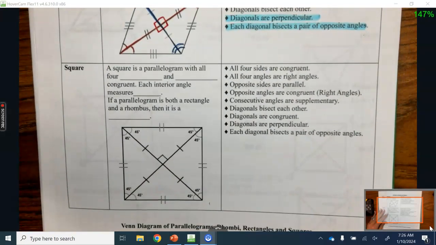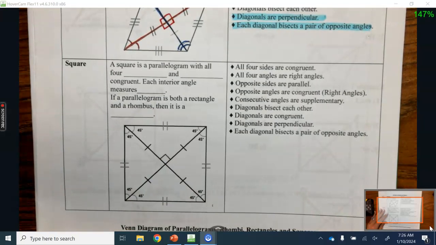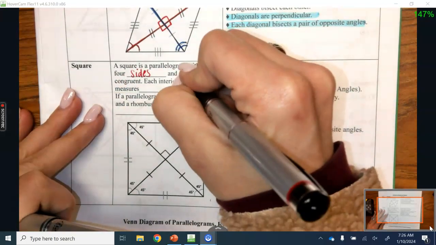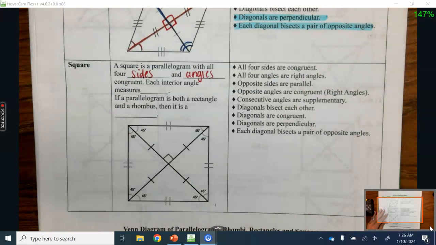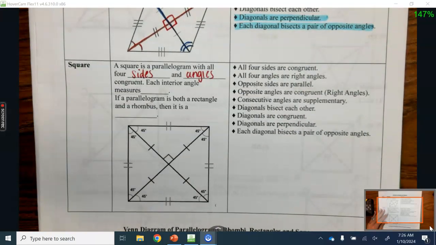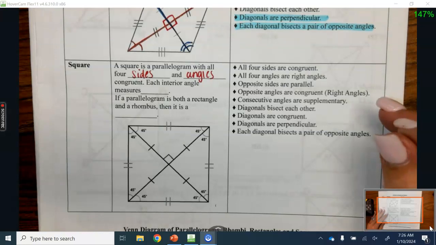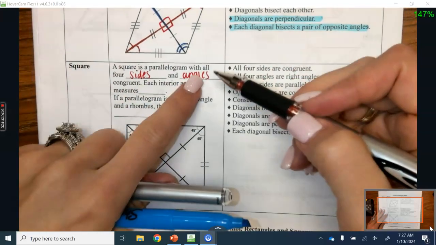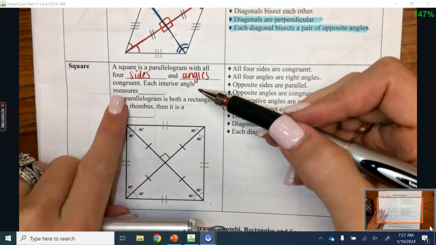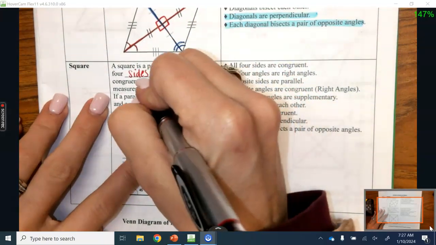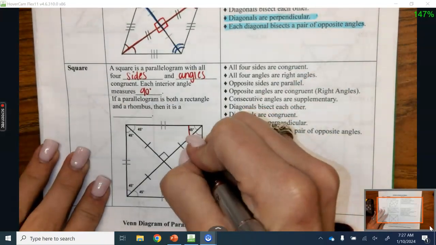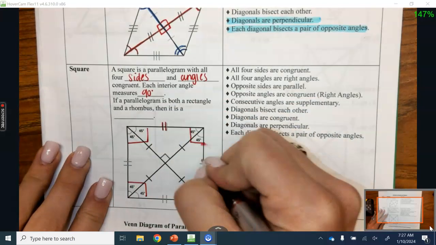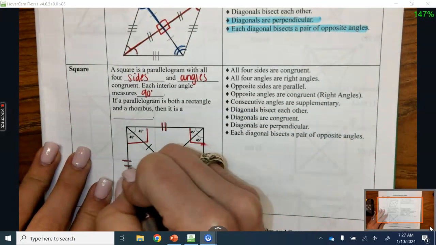Okay, so a square, all right, a square is a parallelogram with all four sides and angles congruent. So now we have kind of a mixture, right? A square is actually the combination of a rhombus and a rectangle. A rhombus has all four sides congruent, and a rectangle has all four angles congruent. Okay, each interior angle measures 90 degrees, right? There are four right angles in a square, and all four sides are congruent, as you can tell that they've marked them.